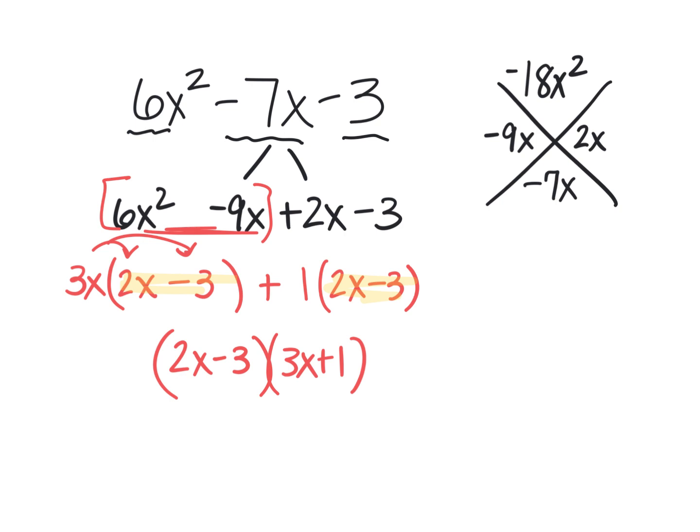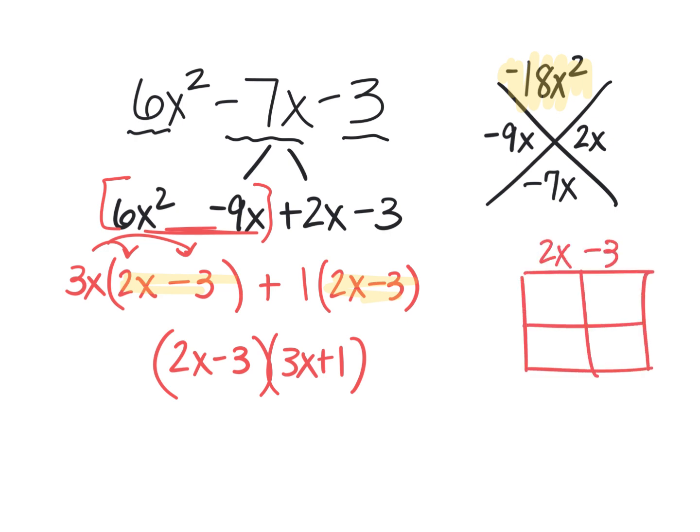Okay, so now, again, I just want to show you where this number came from when we did it yesterday. Yesterday you guys kind of explored, and we wrote it like this: 2x minus 3 and 3x plus 1. We get 6x squared minus 9x, 2x, and negative 3. So if you remember from yesterday, you guys came up with this.